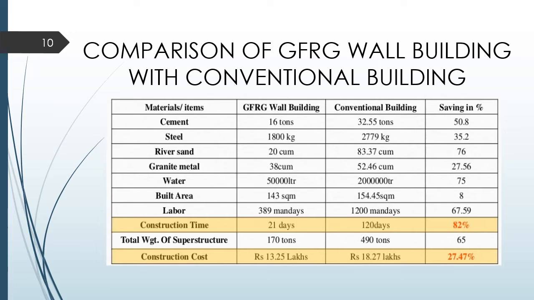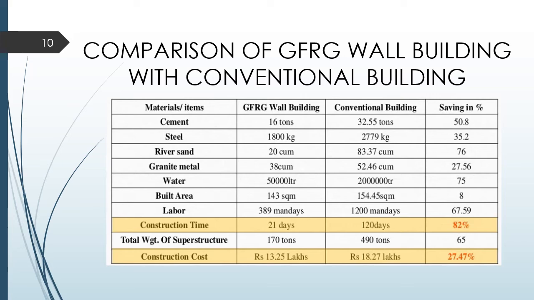The main point to be noted here is that in case of GFRG wall building, the construction time required is just 21 days, whereas for a conventional building, the time required is 120 days, which means that time can be saved in case of GFRG wall building, and also labor. Hence, the labor cost can be minimized, which in turn decreases the cost of construction of the total project. So as you can see, the construction time can be saved by about 82% when compared with the conventional building.